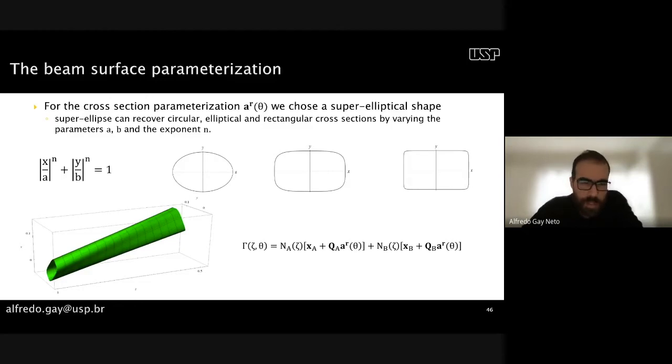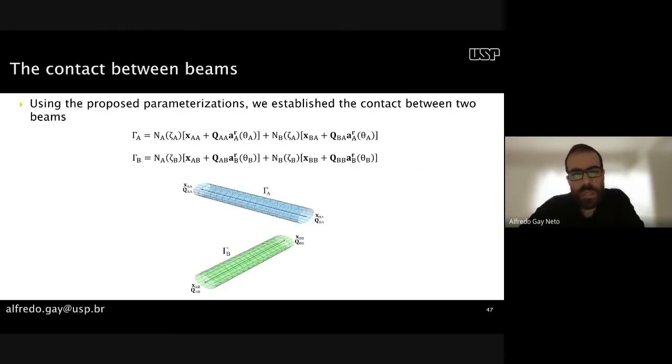This is a cross-section, what we call a super elliptical cross-section. It may recover many shapes. It's quite interesting to play with this. You can change the a and b semi-axes here, and also this exponent, in order to recover almost rectangular shapes or circular ones and so on. It's quite convenient. So based on that, we can handle contact between beams considering the surfaces themselves.